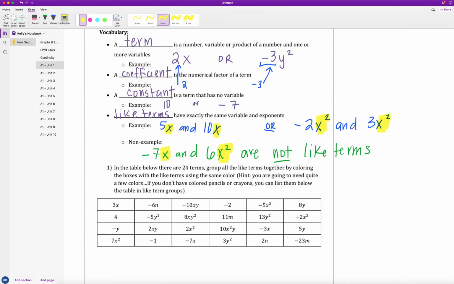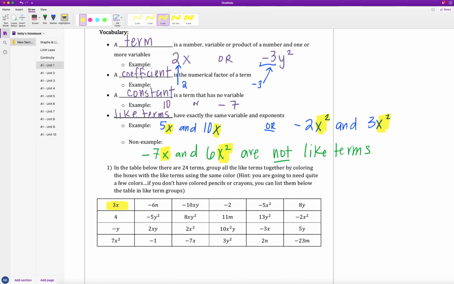Okay, let's check this together. I'm going to go through one at a time. I'm going to start with the 3x, and I'm going to highlight this in yellow. And I'm going to find out, are there any other like terms with the 3x? I'm going to go down the first row. The -6n will not be, neither will the next one. -2 is not. Our -5x squared looks close, but it's an x squared, and I'm just looking for x to the first power, so that won't work. So nothing else in the first row.